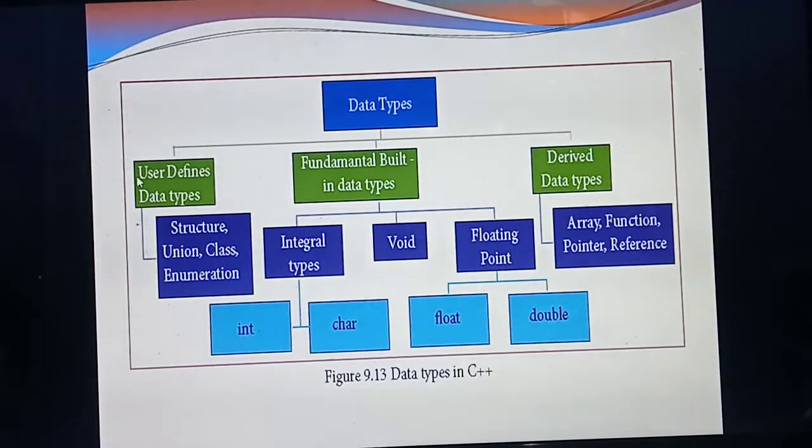Listen, now the user defined data types. What are the user defined data types? Here they are giving four things, for example. These are the user defined data types: structure, union, class, enumeration. All this you are going to study in detail in the next chapters. There are nearly three or four chapters where you will study each of these data types in detail. So what comes under user defined data types? Structure, union, class and enumeration.